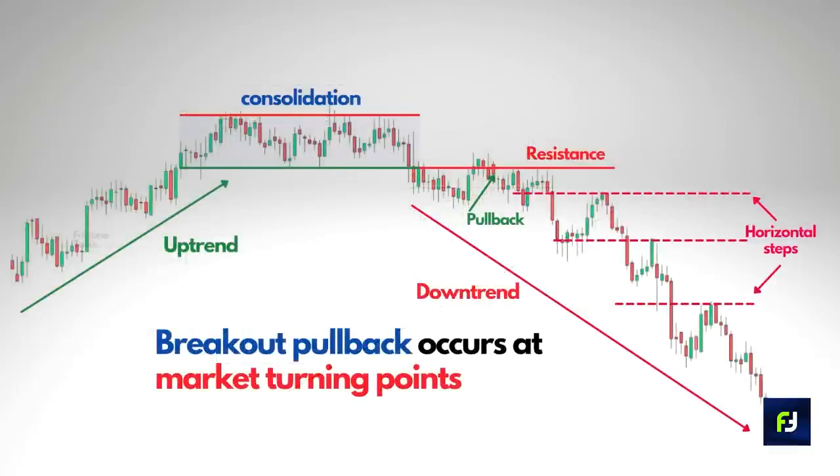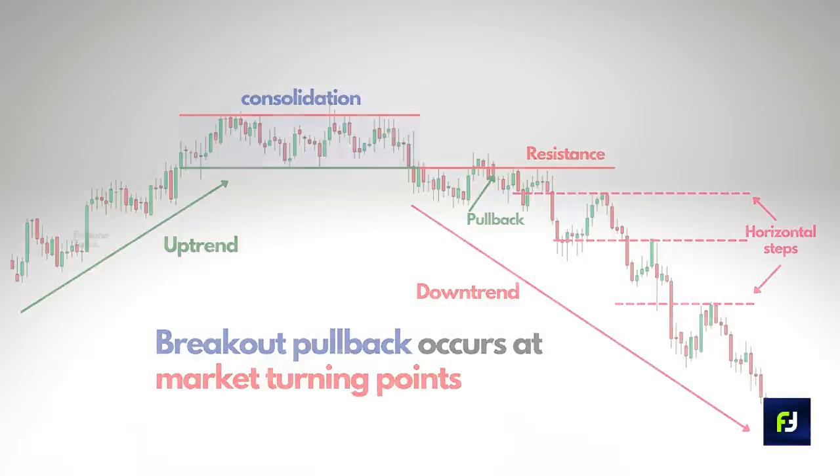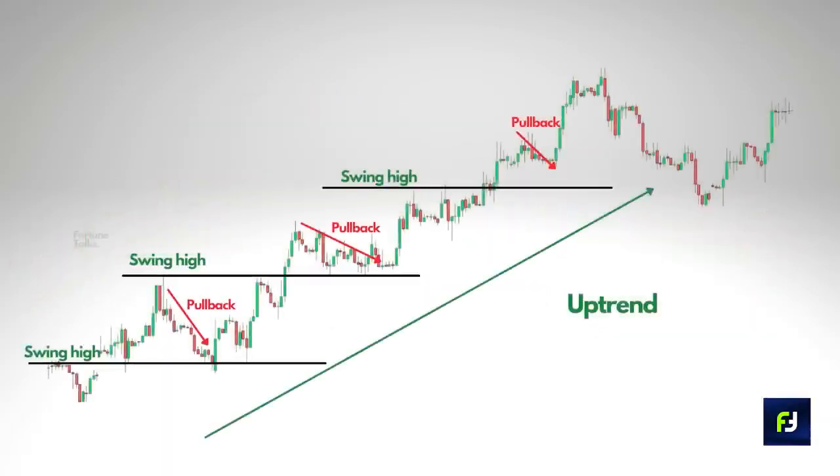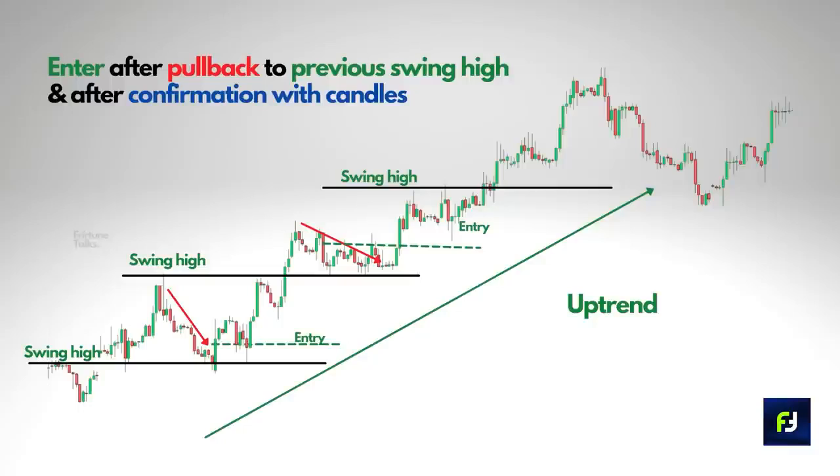The breakout pullback happens very close to the market turning points. But if the trader misses the initial entry opportunity, the horizontal steps can allow the trader to find alternative entry scenarios. It also helps the trader to enter a trade even if the pullback does not form a swing low touching the trend line or a moving average. In case of an uptrending market, the entry in this case would be during the retracement from a swing high level to the previous swing high levels, and using confirmation candlesticks like bullish engulfing or hammer patterns for the trade entry.